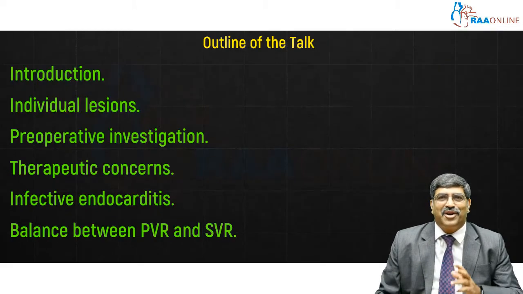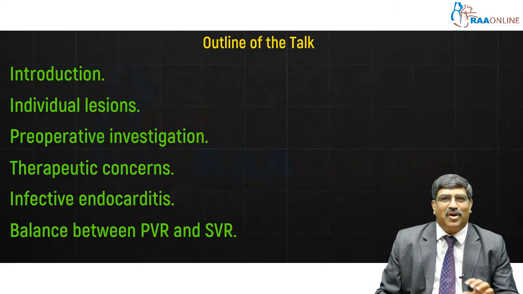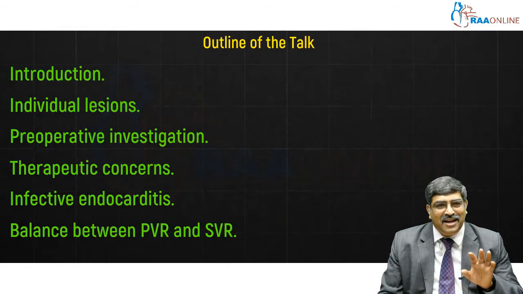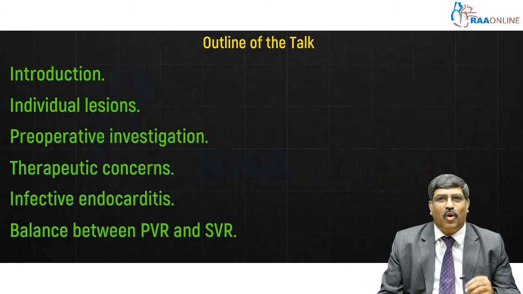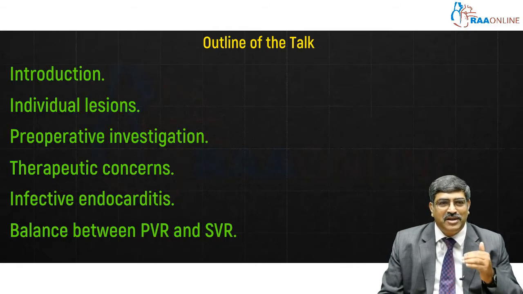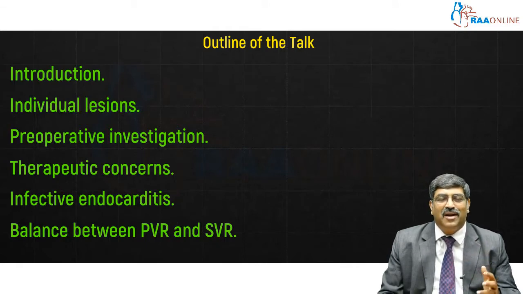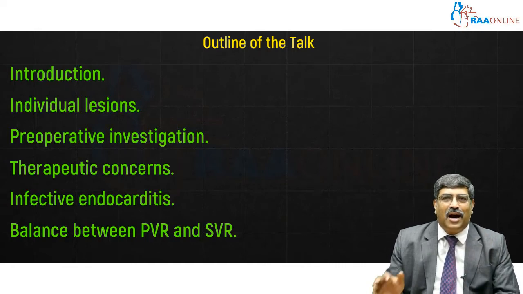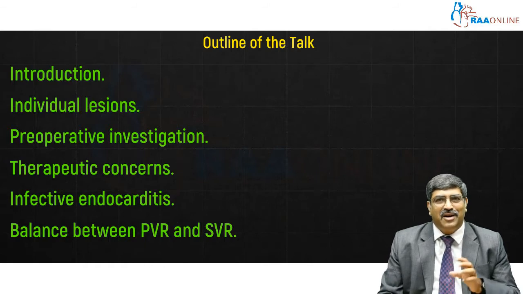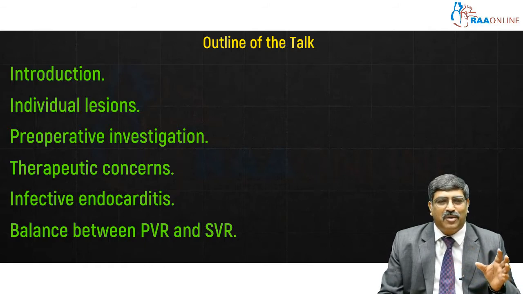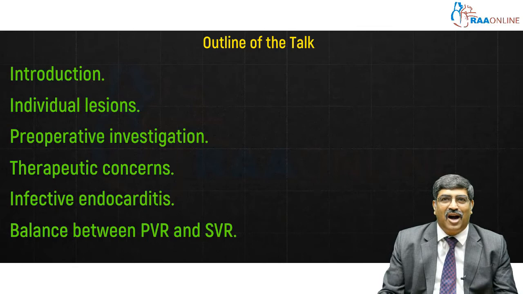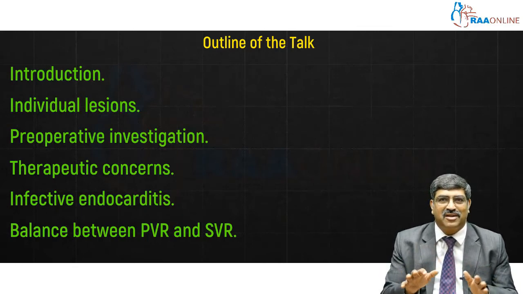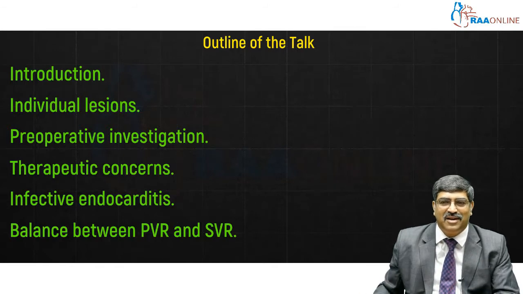In the next 45 minutes, I will be talking about a brief introduction of congenital heart disease, then deal with them individually. What are the preoperative imaging modalities which you will use, therapeutic concerns in the intraoperative period, and before winding up, I will give a small brief account about infective endocarditis and how you balance the circulation by altering your pulmonary vascular resistance and systemic vascular resistance.